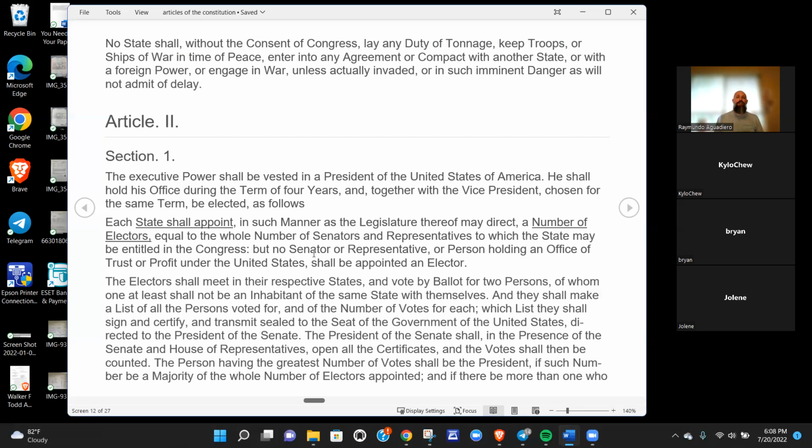The electors shall meet in their respective states and vote by ballot for two persons, of whom one at least shall not be an inhabitant of the same state with themselves.